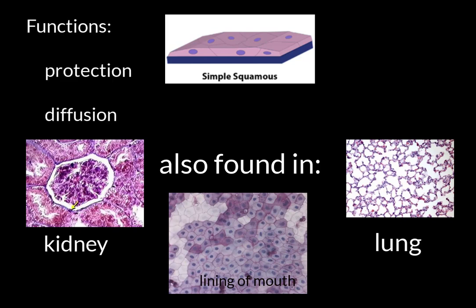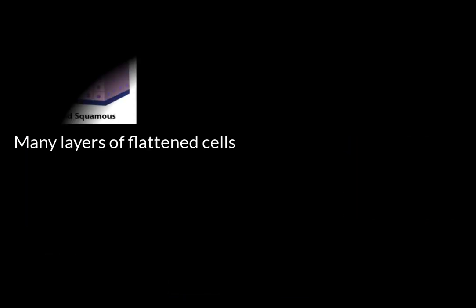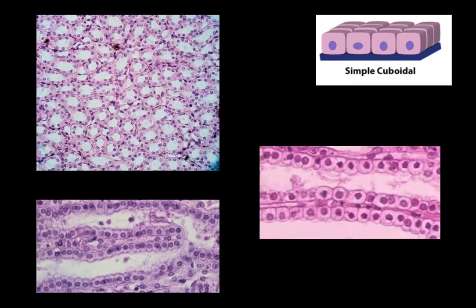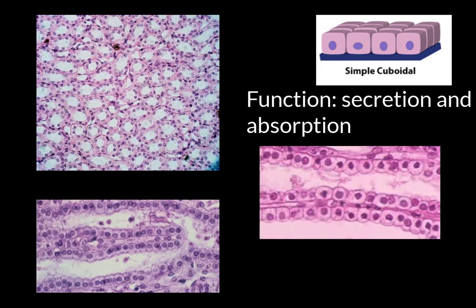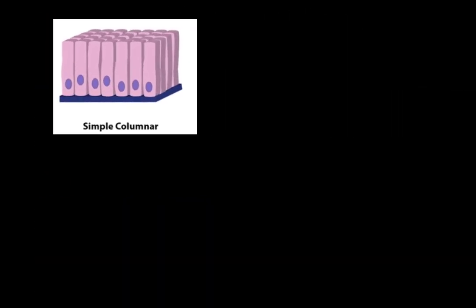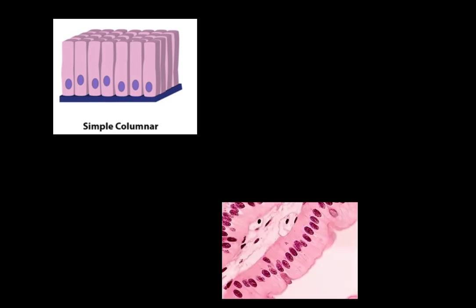If we change the number of layers to many layers stacked on top of each other, you'll have stratified squamous epithelium. This is located in your skin. It functions in protection against abrasion and pathogens. If you change the shape of the cell to cube-shaped, you would have simple cuboidal epithelium, still one cell layer thick. Their function would be secretion and absorption, and you could find them in structures like the kidney or the thyroid gland. If we change that shape to rectangle, still one cell layer thick, we'll get simple columnar epithelium.